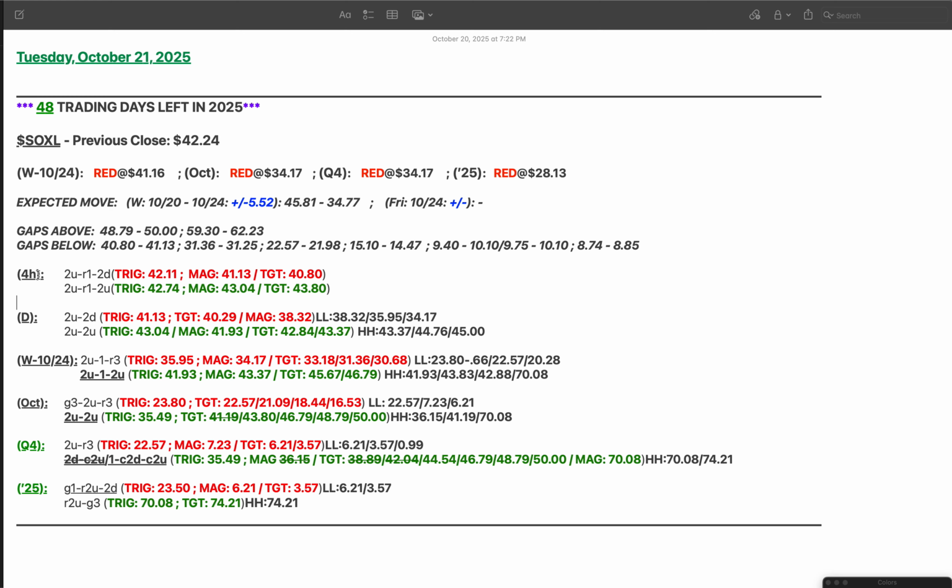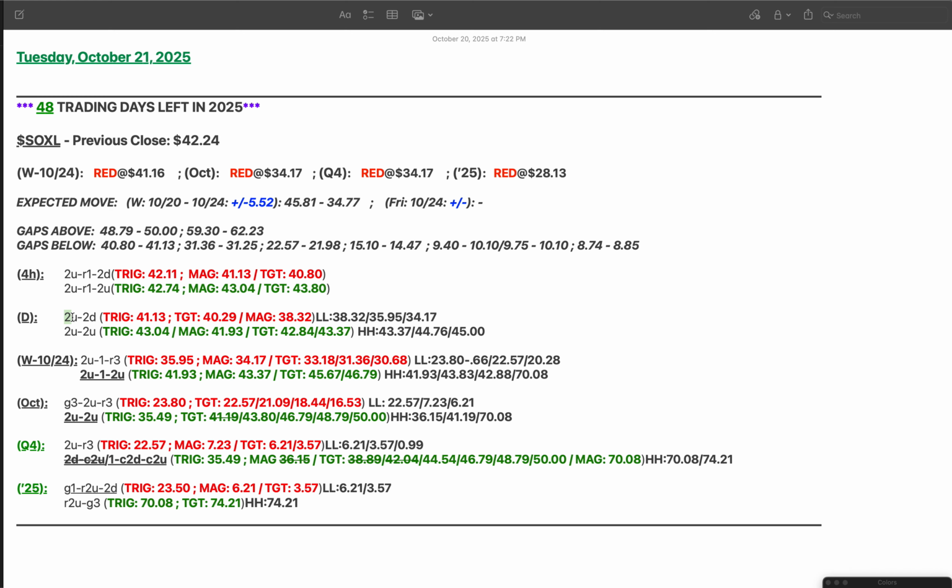All right. So looking at the 4-hour time frame, if we go to the downside, that would trigger a red 1, 2 down, triggering at 42.11 with a magnitude of 41.13 and an extended target of 40.80. Right. To the upside, that would give us a 2, 1, 2 up, triggering at 42.74 with a magnitude of 43.04. So not quite as much magnitude to the upside, but we do have the extended target of 43.80 there. That's that 100% fib extension of the bull flag from April 7 to July.